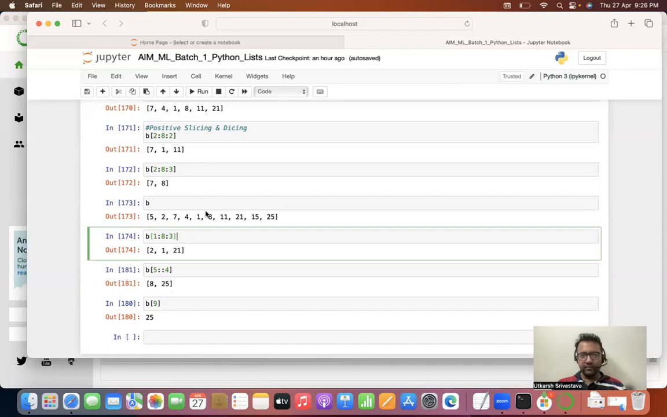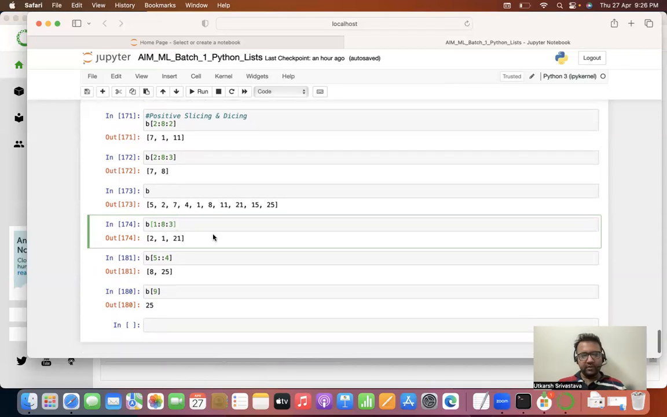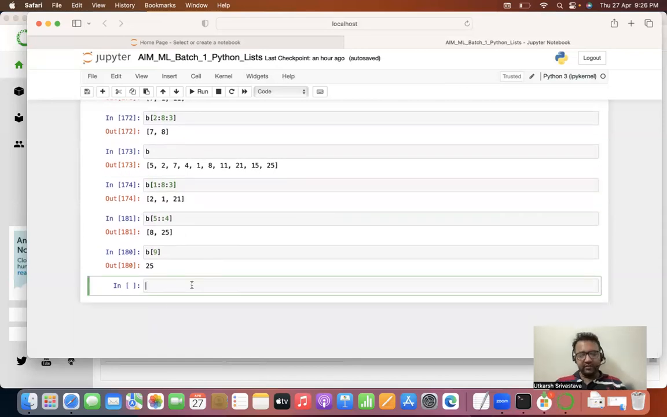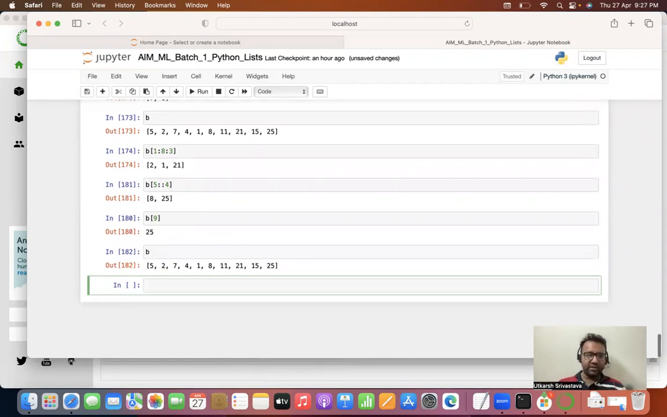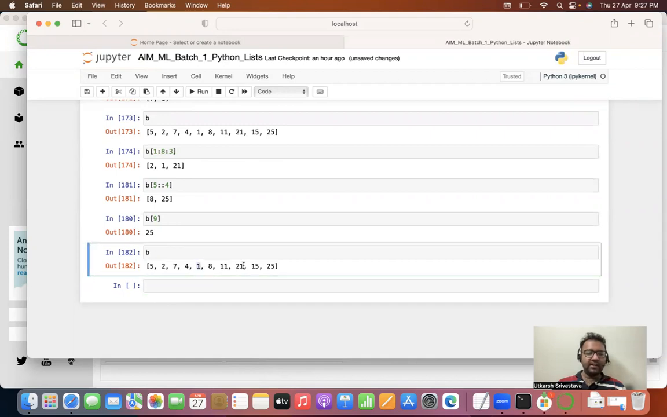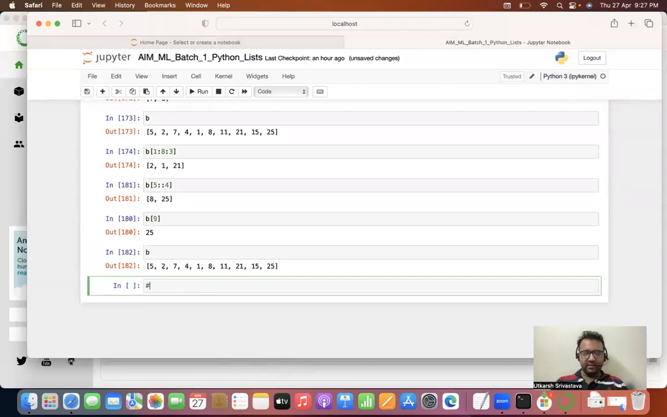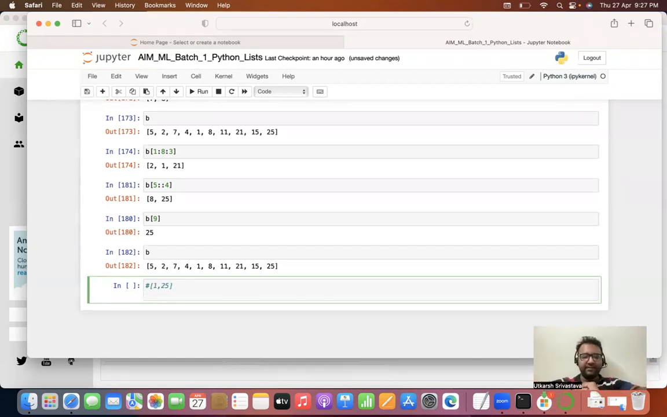I am good. Isha, any doubts? No, Utkarsh, I'm good. Great. So let us take two questions. First question, let us take B first. Let me print B first. Let's say I want 1 and 25. Write it in the chat.